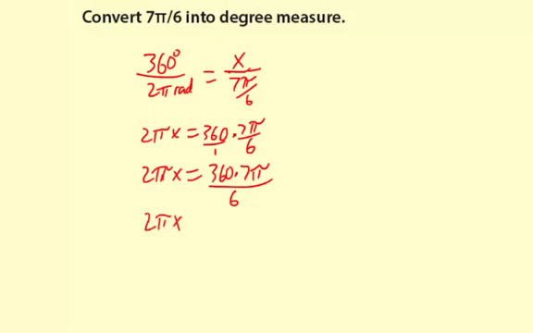2 pi x is still going to be the left side, and then 360 divided by 6, well, 6 goes into 360 60 times. So that means I can reduce these, and I just get 60, and then times 7, and then pi. So this 360 divided by 6 became 60, and then I just have 60 times 7, and that fraction is now gone. So now I will simplify the right side further. 2 pi x equals 60 times 7 is 420, and then there's your pi still there.